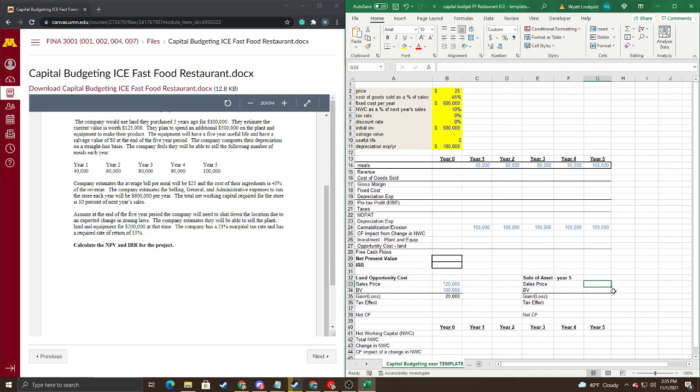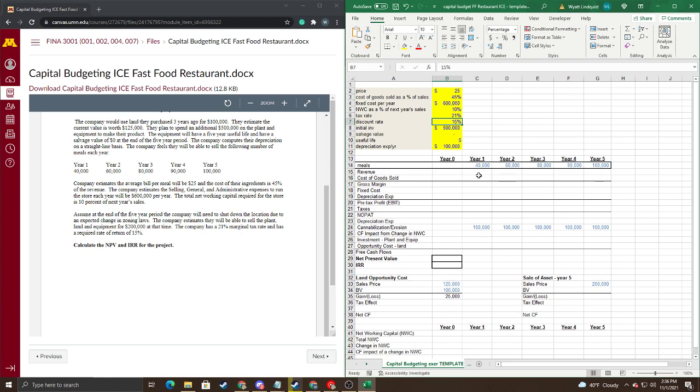We'll be able to sell for $200,000, and the book value at that time we will talk about in a little bit, and I'll explain that because this is a confusing aspect, but we'll get into it later. But that's our sales price. Now, the company has a marginal tax rate of 21%, sorry, and a required rate of return of 15%, which is our discount rate.